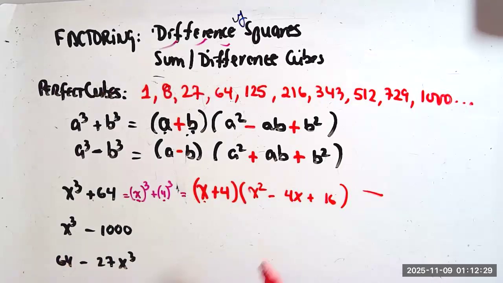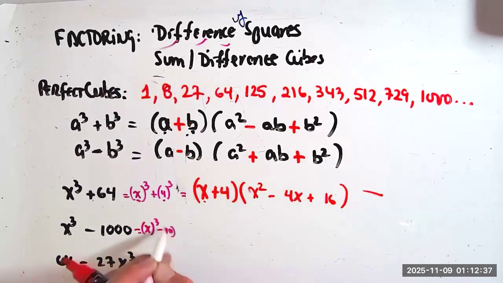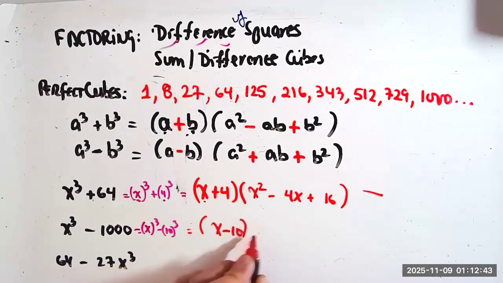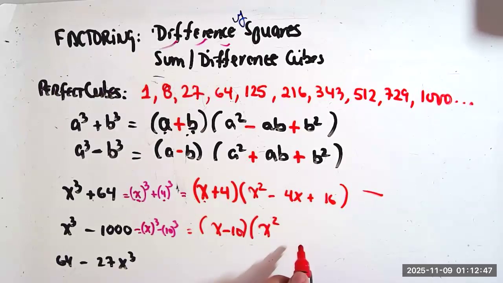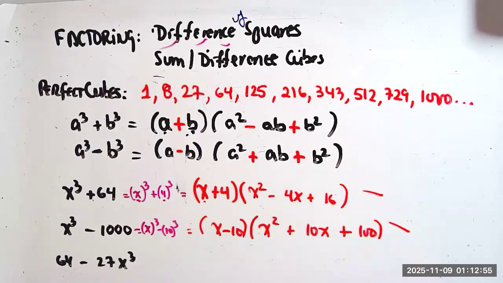x cubed minus 1000, this is 10 times 10 times 10. In other words, this is x cubed minus 10 cubed. Thus, my first term will be x minus 10. That will be the next, x squared, plus 10x plus 10 times 10, 100.